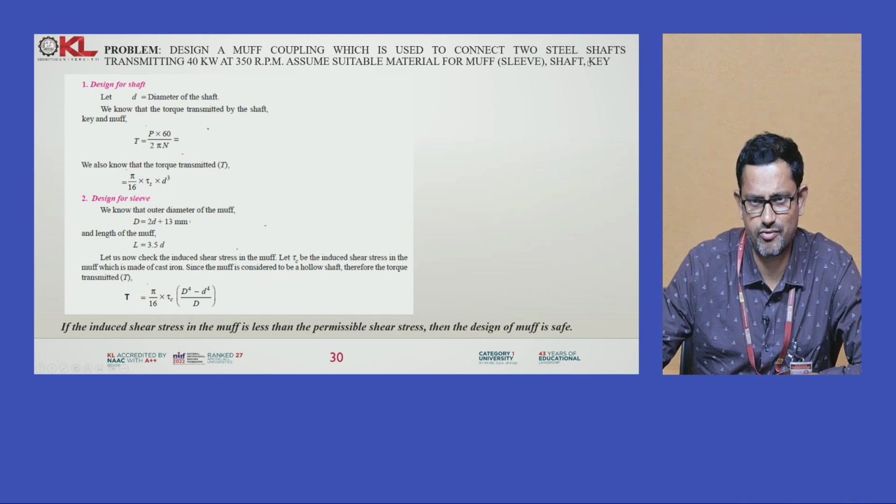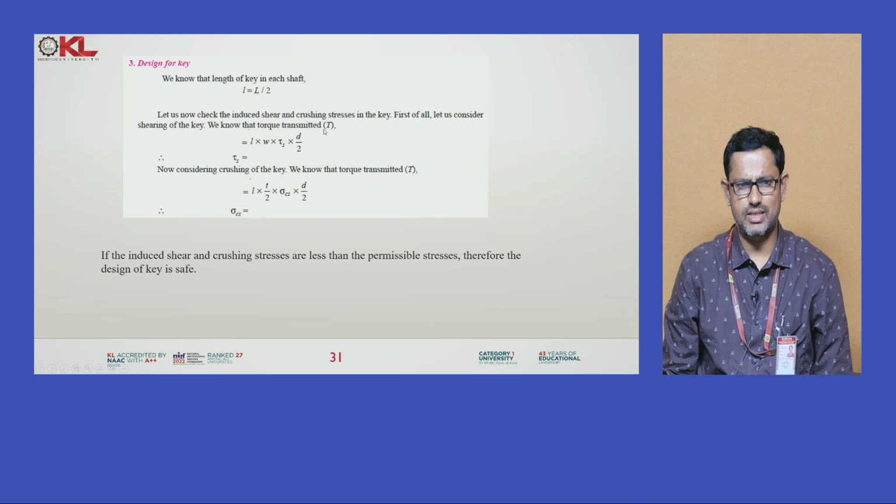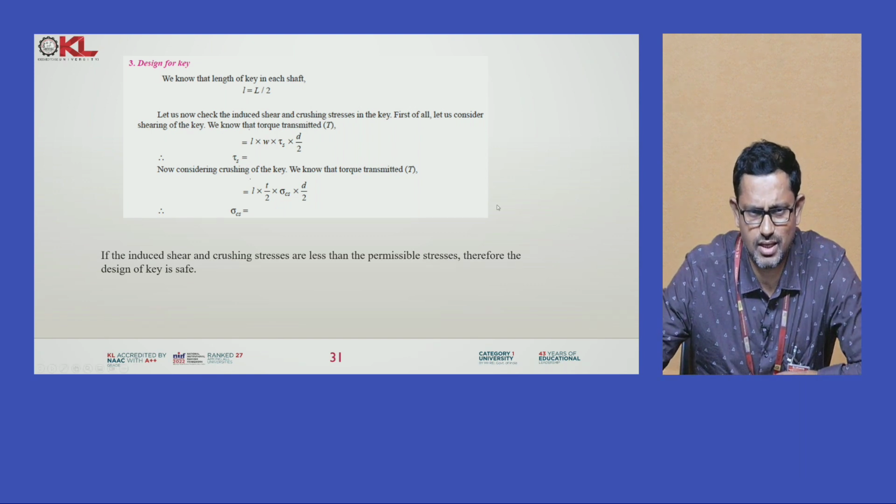The design of the shaft you know how to do, and the design of the sleeve you also know how to do. Next, the design of the keys. As I already told you, in the design of the shaft and key, the key will be subjected to crushing as well as shearing failures. If I consider the shearing failure, what can I write? The torque transmitted T is equal to L into W into tau_s into d by 2.